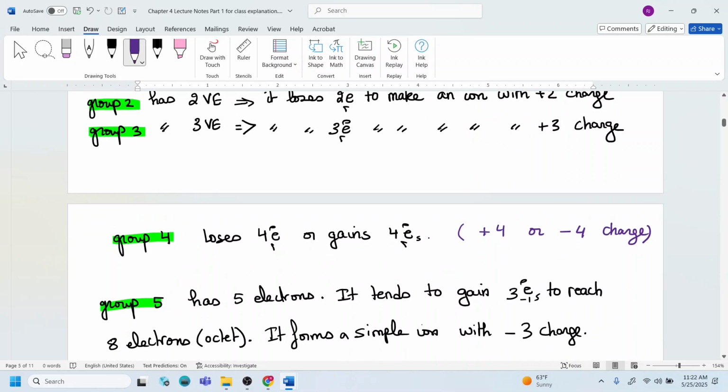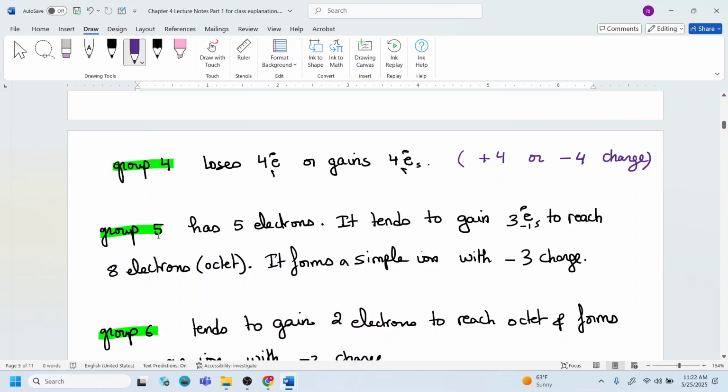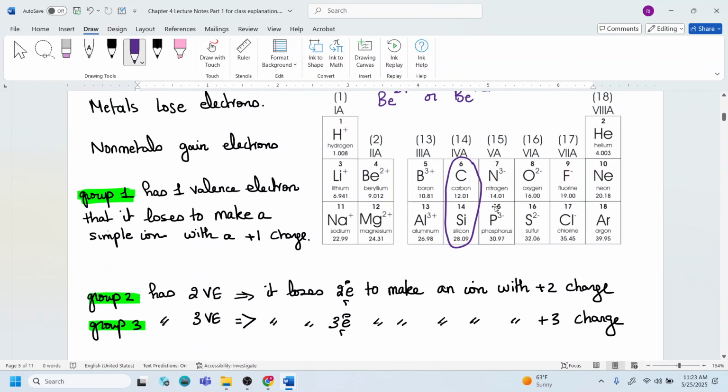Then group number 5. Since it is group number 5, it has 5 valence electrons in there. Whenever you are gaining electrons for non-metals, they always gain to their maximum capacity, and their maximum capacity is 8 electrons. So if a group 5 has 5 electrons, it needs to gain 3 electrons to become 8 electrons, to become octet. So this means that it forms a simple ion charge of negative 3. So if you look at group number 5, it's a charge of 3 negative. Why? Because they are a group number 5 and they need the 3 electrons to become 8, so they are going to gain.